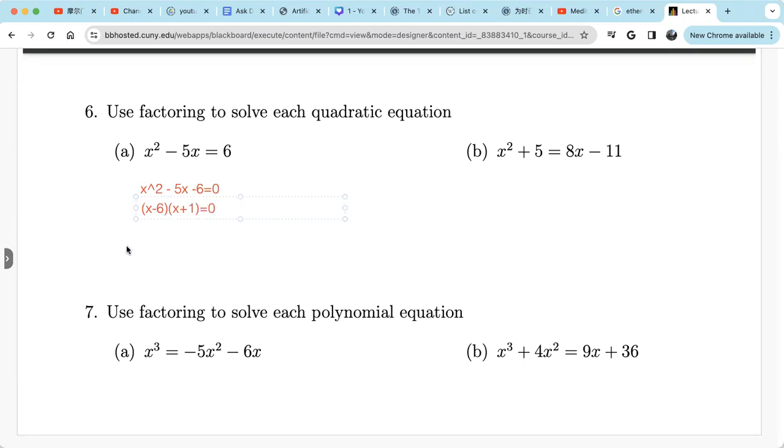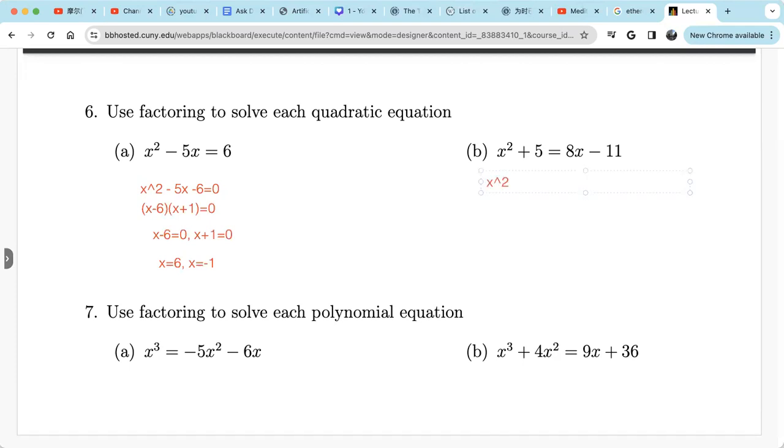Right? Because negative 6 plus positive 1, that's negative 5. So that means x minus 6 equals 0, or x plus 1 equals 0. Then that means x equals 6, x equals negative 1. 2 solutions. So a quadratic can have at most 2 solutions.